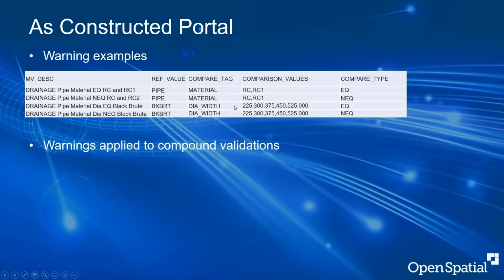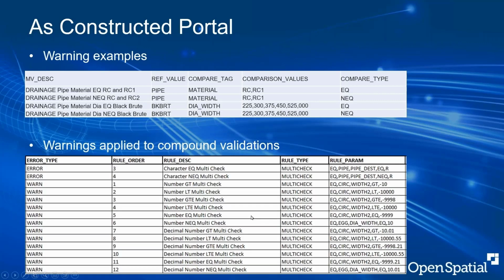So for example, let's take this one. A pipe material RC or RC1 can then only have a diameter of these values. So it's a subset of the available diameters for all pipes based on the material, then has essentially a dependent listing of what then becomes available. And there's a lot of those. I'm not going to go through them all, but you can apply the equal, not equal, greater than, less than, greater than or equal, etc. logic across the board to any given thing.